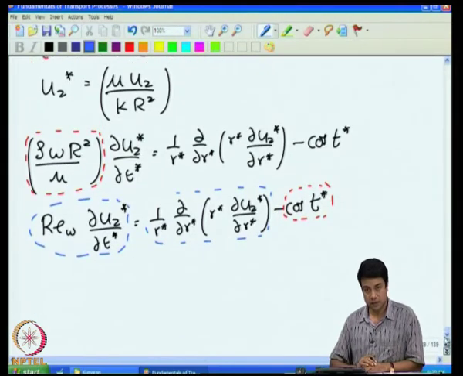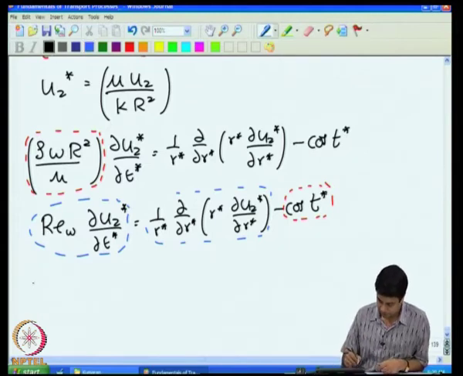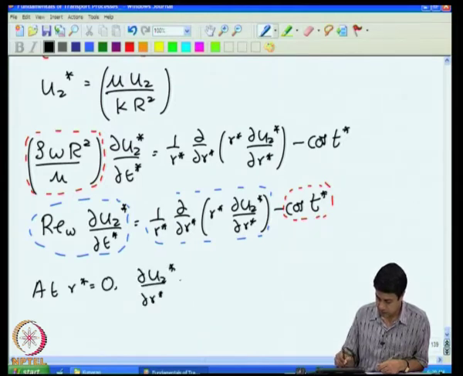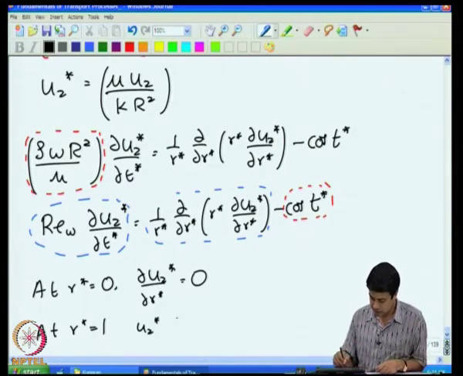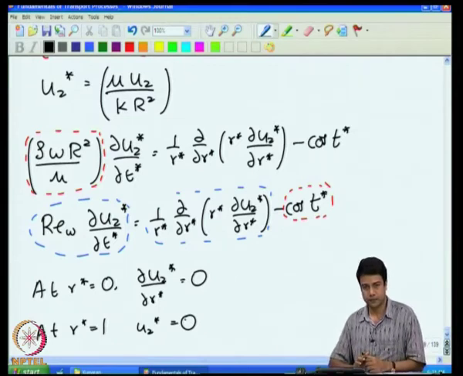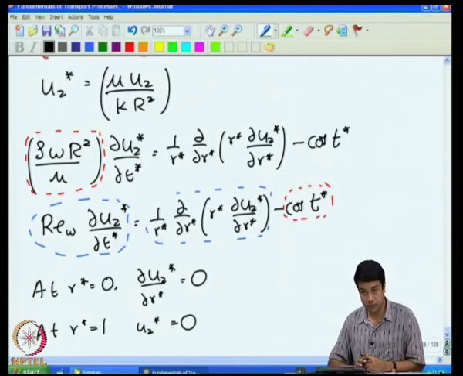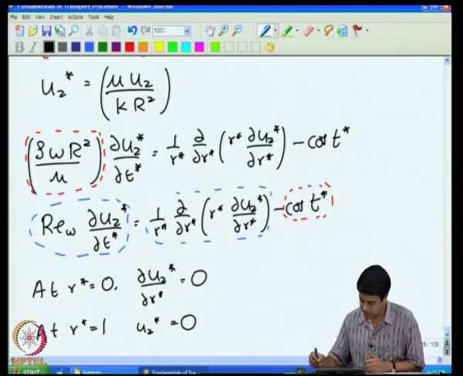And then there are boundary conditions that at r star is equal to 0, du_z star by dr star is equal to 0, and at r is equal to capital R, meaning r star is equal to 1, u_z star is equal to 0. So, I have to solve this subject to these boundary conditions. Note that the boundary conditions are both homogeneous. There is, however, a forcing within the equation that is forcing the flow.